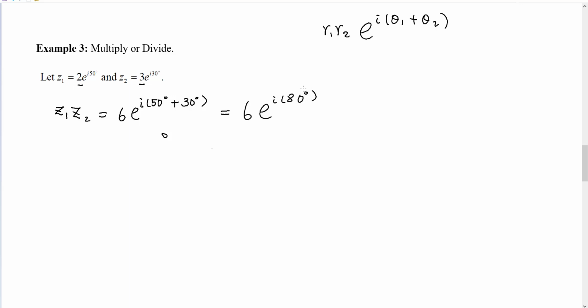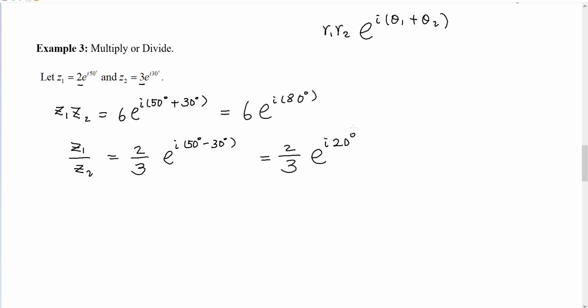So when it comes to angles, you need to add. That's multiplication. Now when it comes to division, Z1 divided by Z2, I'm going to divide 2 over 3. And then you're going to subtract the angles, theta 1 minus theta 2. So 2/3 is the R as a division, and then 50 minus 30 is a 20 degree angle. So that's the division of complex numbers in polar form.